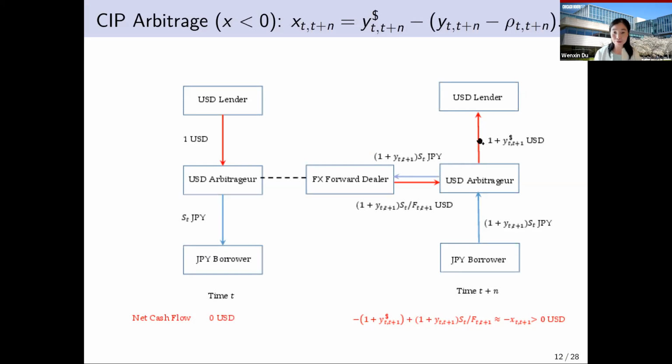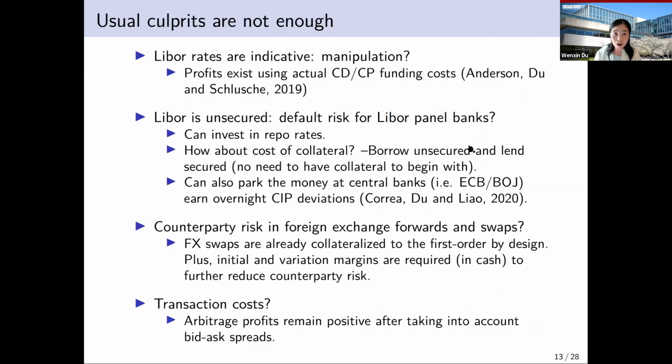To be a critical reader, you have to think about what can go wrong in this diagram. Many things can go wrong. We've thought a lot about them, and since our first paper with Adrian and Alexandra Tepper, the common things that were raised during seminars are as follows. For instance, people do not like LIBOR rates. LIBORs are indicative, and they're subject to manipulation. I think the best defense is in the recent work with two former Fed colleagues. We actually use the actual funding rates from the CD and CP markets and calculate that profits do exist using the actual rates. I think that's the end of the discussion.